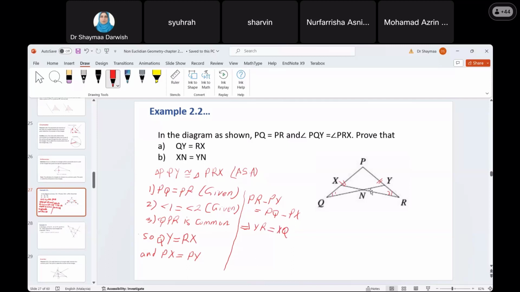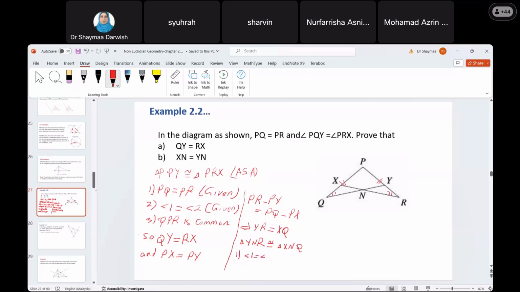Now we can make the two triangles equivalent. Y and R should be equivalent to X and Q. Now we can conclude that the triangle Y and R is equivalent to the triangle X and Q.